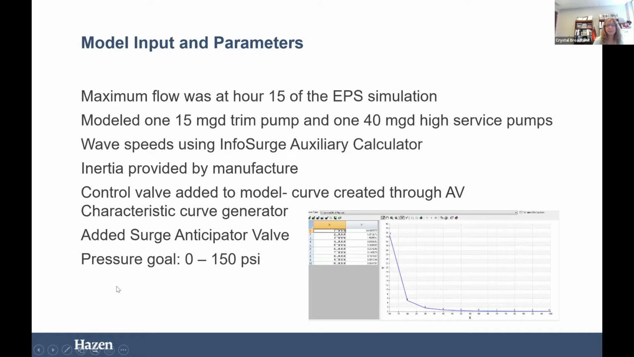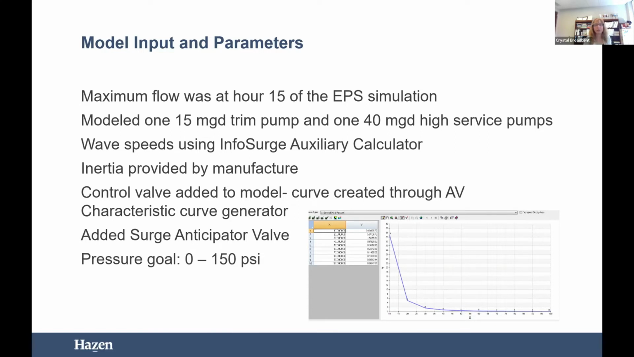This is one of the cases where we actually ran the extended period simulation and found out the max flow was occurring at the treatment plant around 15 hours. So we chose that hour to start our simulation. That way we didn't have to figure out what the booster pump stations, the other tank elevations, or the other pump station were doing. It was going to be whatever it was at hour 15.